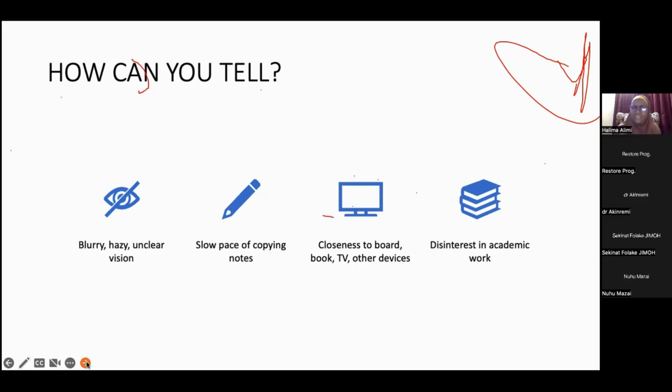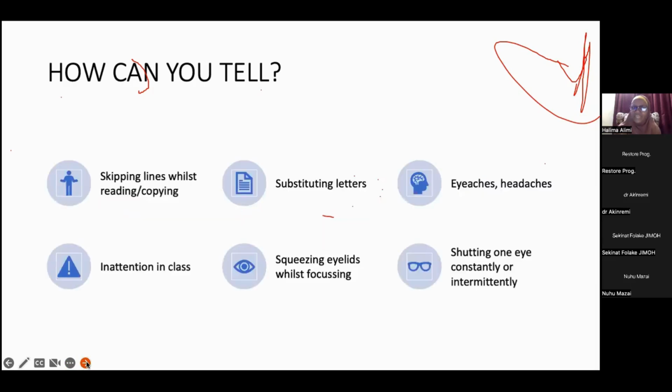There are still many other symptoms you can have. Sometimes children skip lines while they're reading or copying, so this may mean a refractive error. Sometimes they substitute letters. A child might see a small letter A and call it an E, or see an O and call it a U. If that's the case, you should suspect that this might be the problem. Sometimes children have eye aches and headaches, constantly complaining about pain in the eyes and the head. It could be a long-sighted or an astigmatic child.